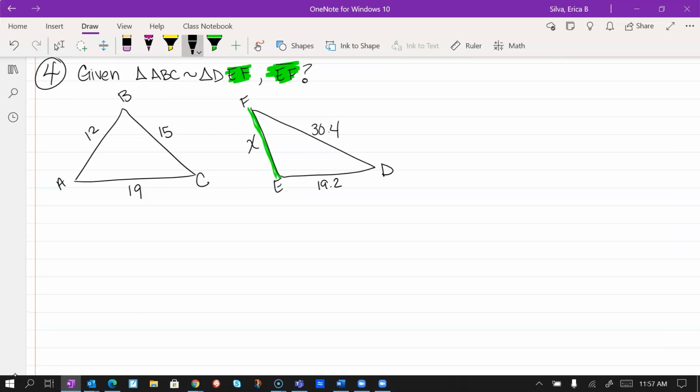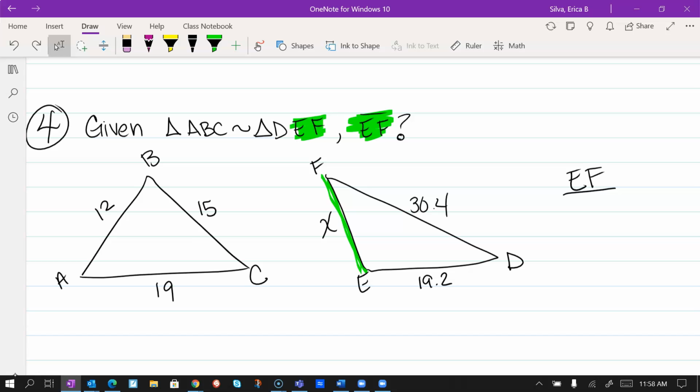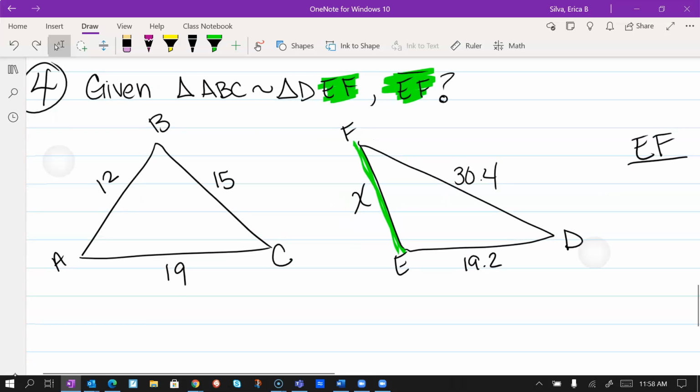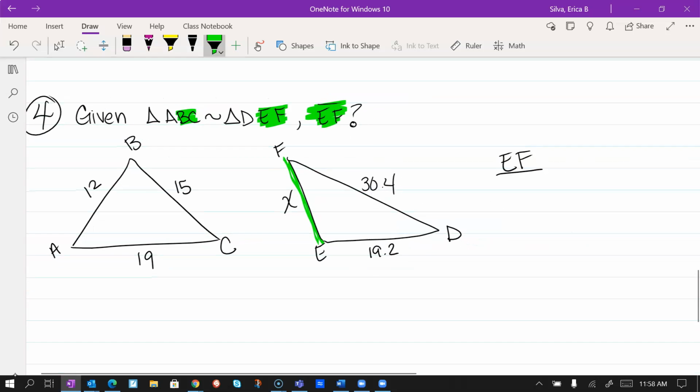That's going to be my first ratio. I'm going to put EF, and what's corresponding to EF? Look at the name of the triangle or the similarity statement. BC, perfect. So BC.